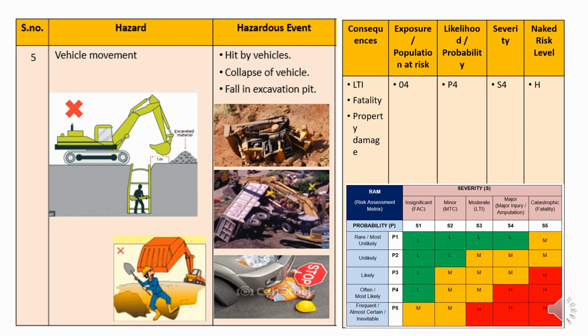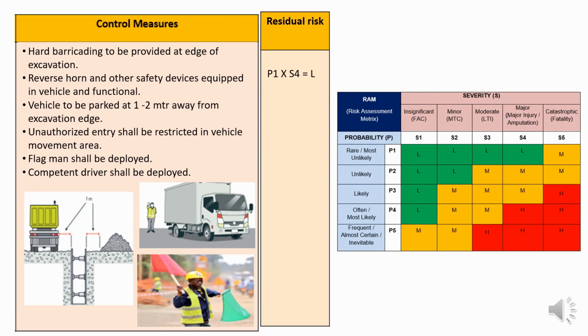So the naked risk level gives us the letter H. It means it's a high risk. We need to bring down the risk level, and the control measures need to be applied as per the hierarchy of control measures. The first, engineering control, is hard barricading to be provided at the edge of the excavation. In vehicles, reverse horn and other safety devices should be equipped and functional. Vehicles to be parked 1 to 2 meters away from the excavation edges. Unauthorized entry shall be restricted, which is the administrative control. Flagmen shall be deployed and competent drivers shall be deployed.